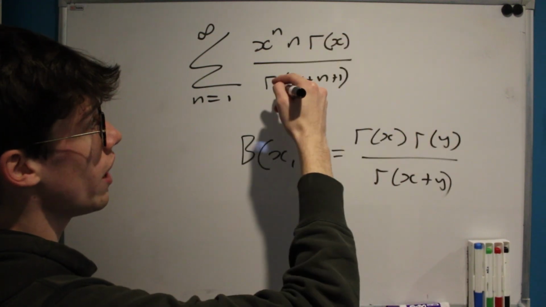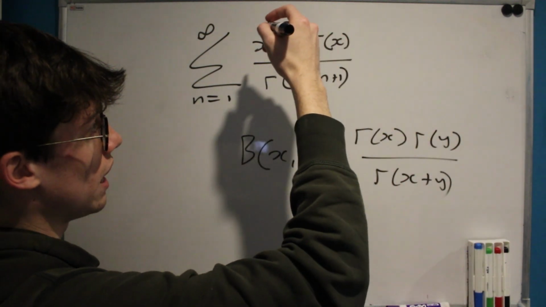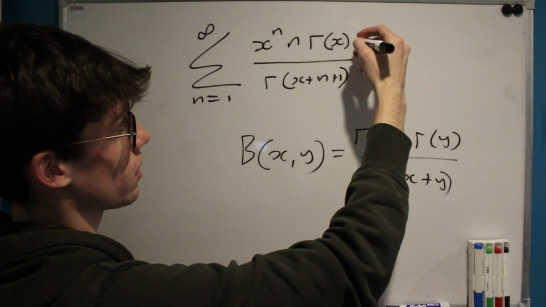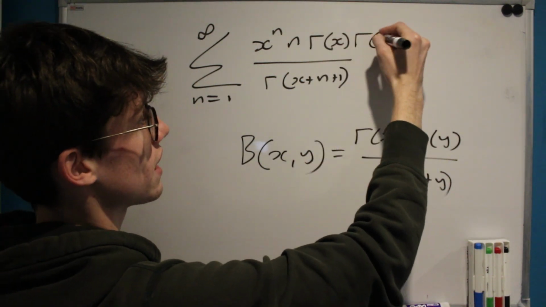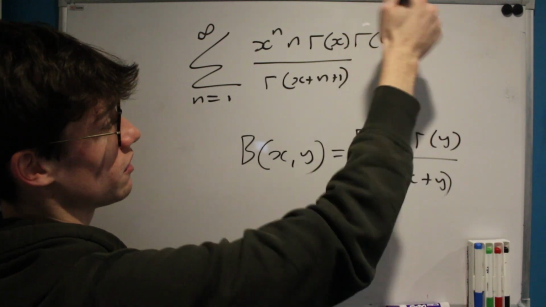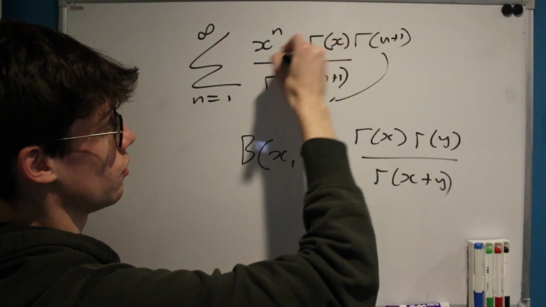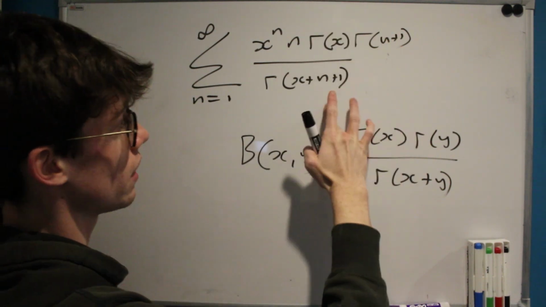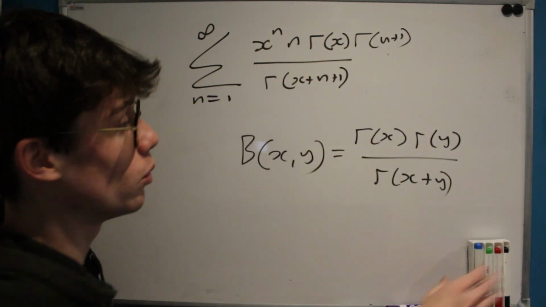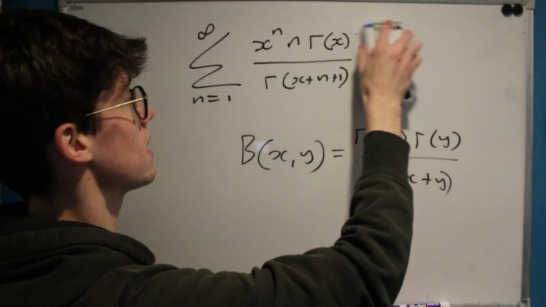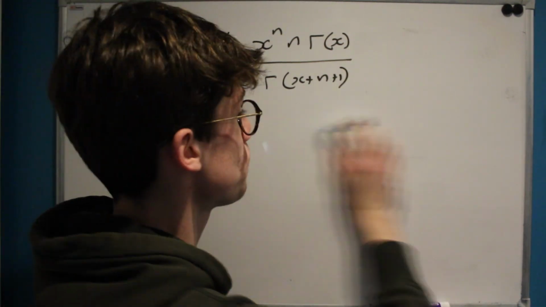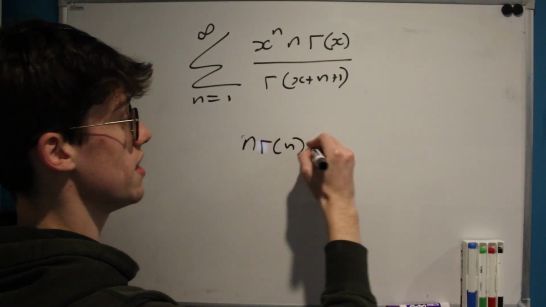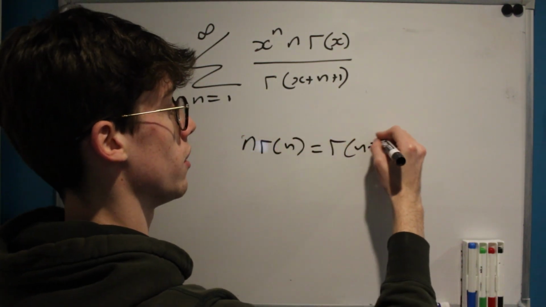Now of course we've got our x here and we've actually got an n here, but what we would want to have on the top next to our gamma of x would be a gamma of n plus 1, because if we had this here then this whole part would just be beta of x, n plus 1. And how can we manipulate what we've got in order to bring that factor into the numerator? Well, we've just got to remember that n times gamma of n is gamma of n plus 1.